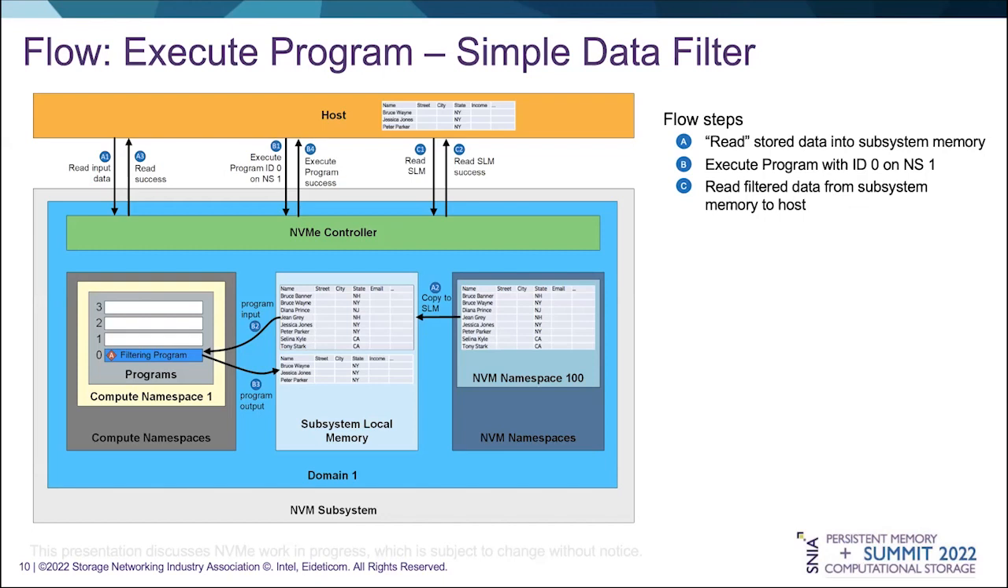And we do that because NVM is typically not byte addressable. You can't really run a program against something that has the kind of granularity that non-volatile memory has. So what we want to do is put the data that's stored on the flash or some other non-volatile medium and get it into something that's more memory-centric in nature, and that's subsystem local memory.